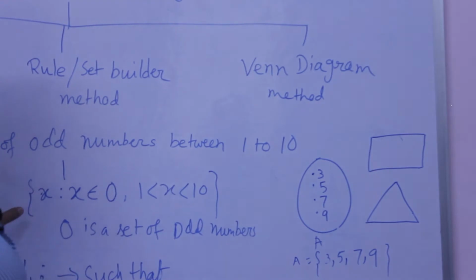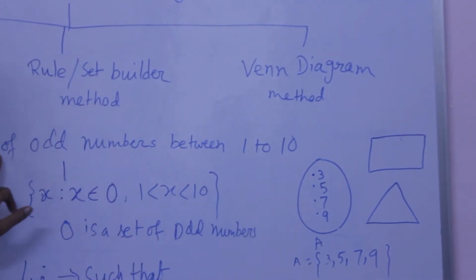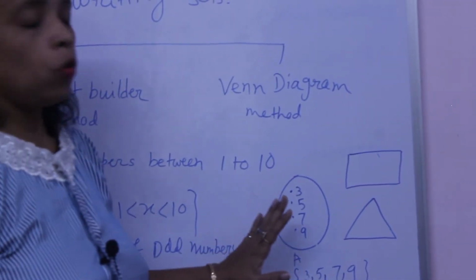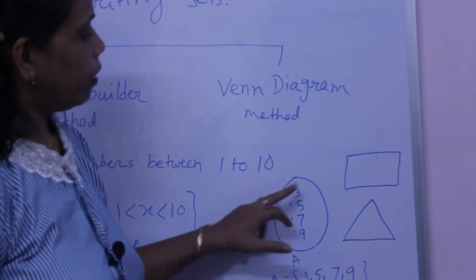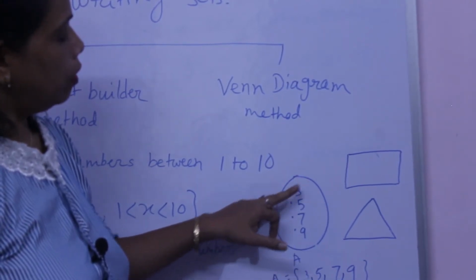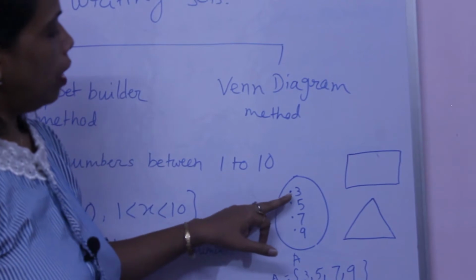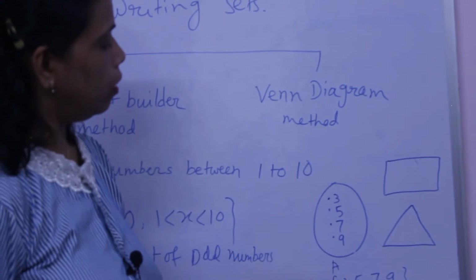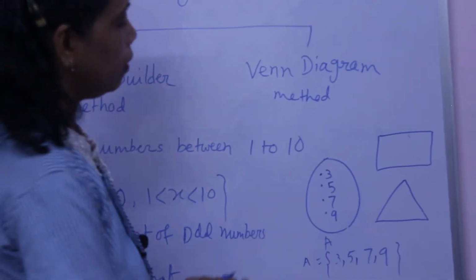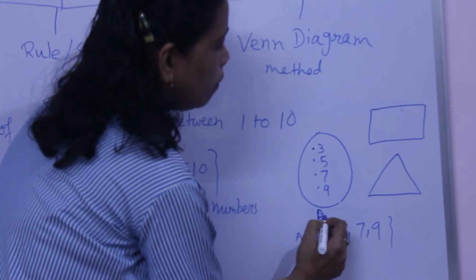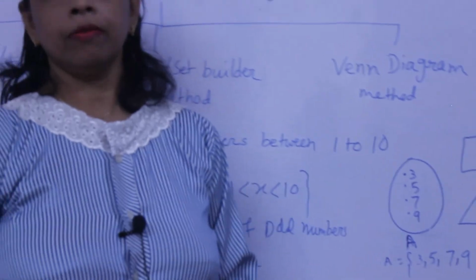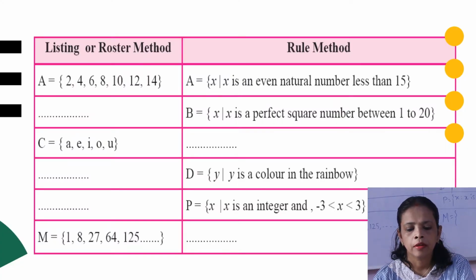Suppose, what is our problem? Our problem is the set of odd numbers between 1 to 10. So we will choose any closed figure. I choose this circular figure, and the first number is 3, next 5, next 7, and next 9. So this set is set A, and the elements are 3, 5, 7, 9. Clear everyone?